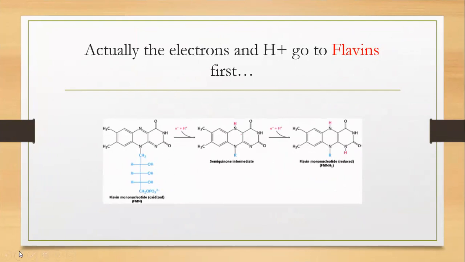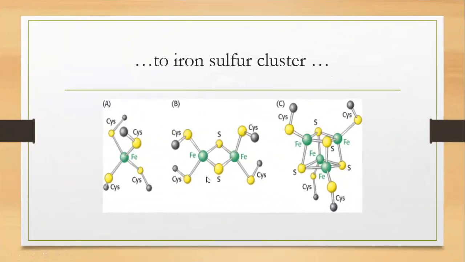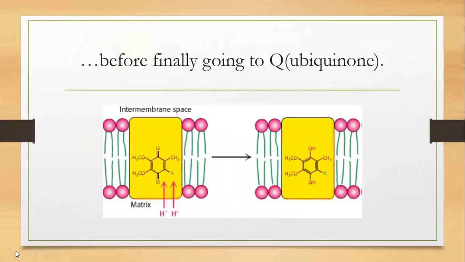Dito muna dumadaan yung electrons sa flavins. Tapos dadaan pa sila sa iron sulfur cluster. Tapos tsaka pa sila dediretso sa ubiquinone. No? Ganun yung flow ng electron. So that's why it's mechanically complex. Ano? So bago na siya ma-transfer sa Q, sa ubiquinone, meron pang dadaanan na flavins at saka iron sulfur complex.